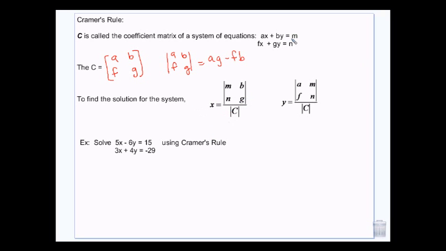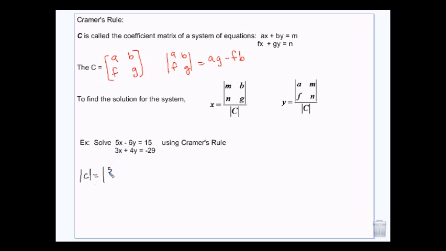In order to solve the system, you take M and N, the two numbers here. If you're solving for x, you replace the x coefficients with the answers over here, leave the y's, and divide by C. If you're finding the y's, you keep the x's, replace the y's, and divide by C. So the first thing you always want to find is C, because you have to use it twice.